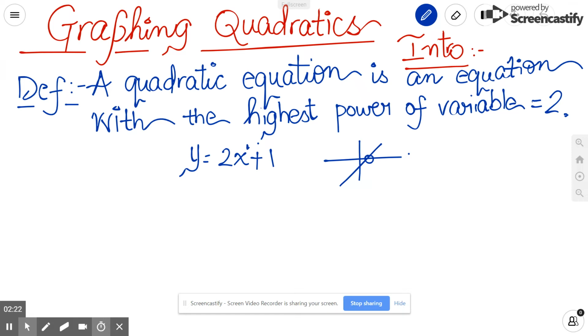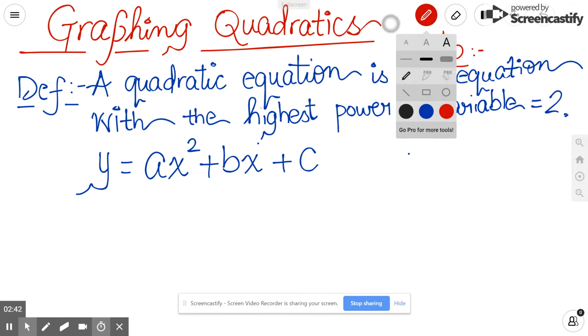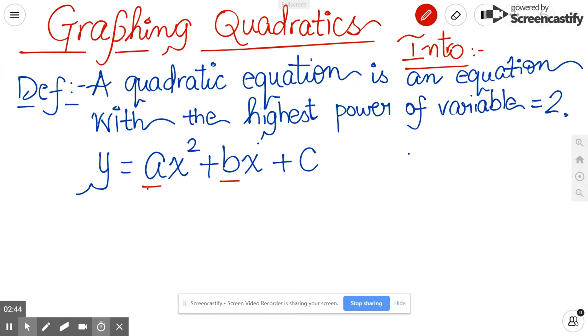All right. So basically, equations like these will be in the form of y equals ax squared plus bx plus c. Now, just a reminder here that a, b, and c are numbers. And as you can see, the highest power of x is 2.